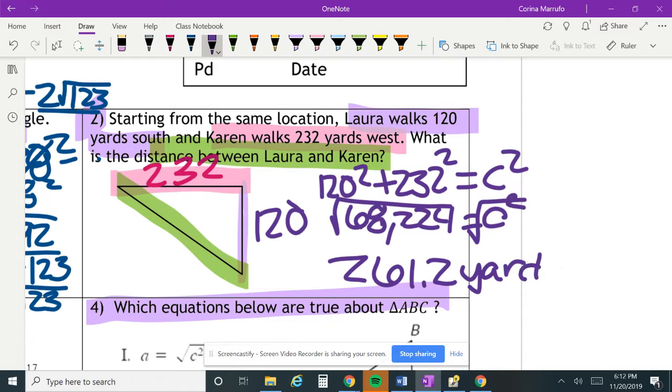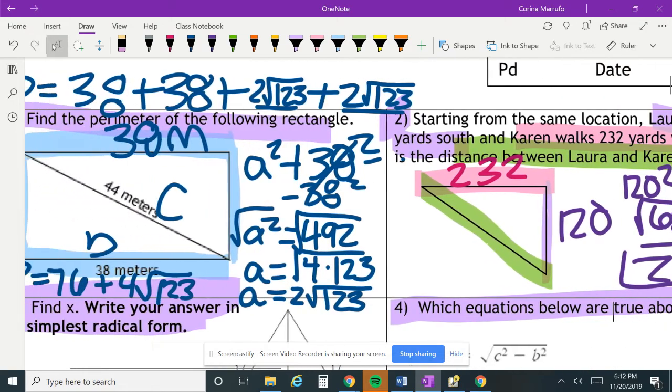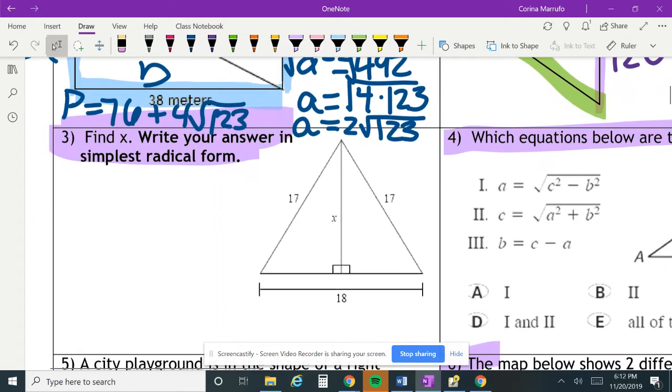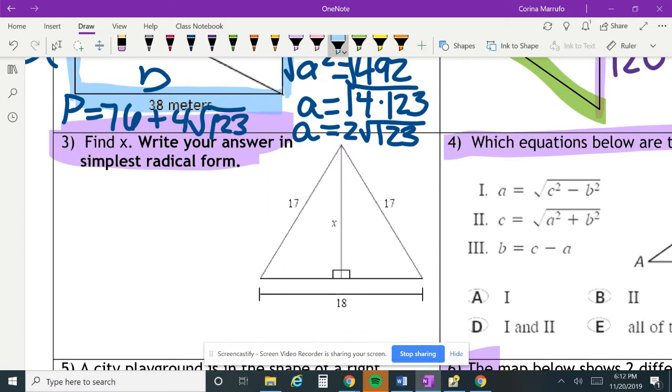All right, the next one. It says find x, write your answer in simplest radical form. If we look here, this is a triangle and it is cut by this line right here, which is x. That's what we're looking for. They told us that this whole thing is 18 from here to here. Since these two sides are the same, this should be equally split in half, so that means that this is 9.